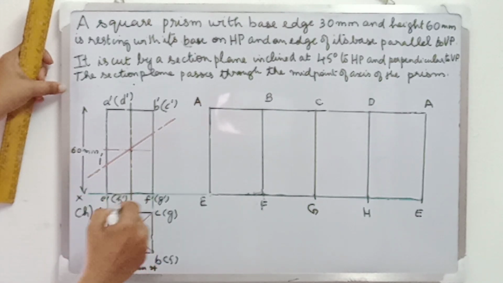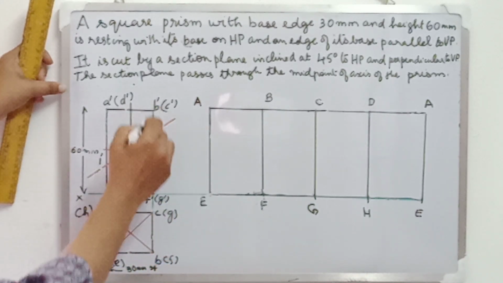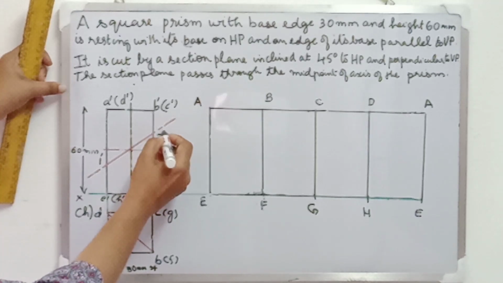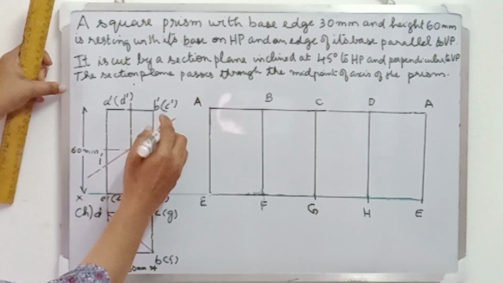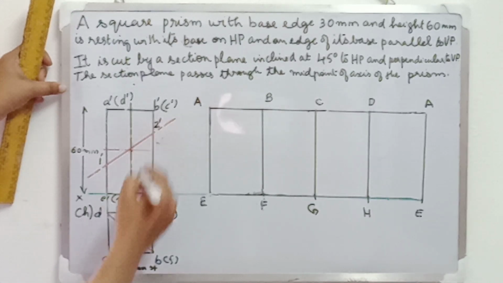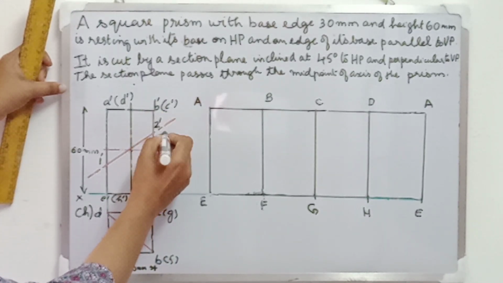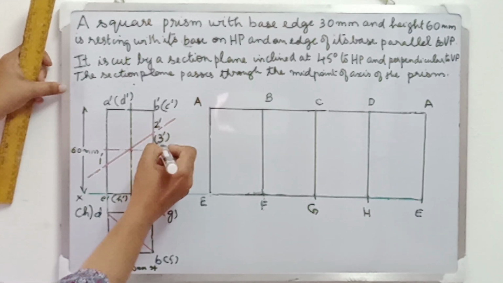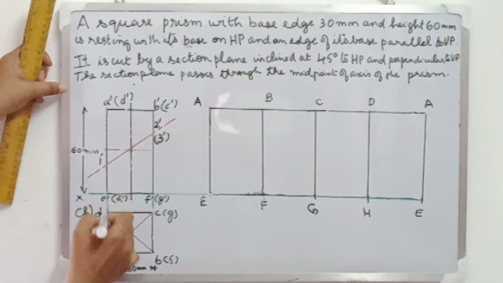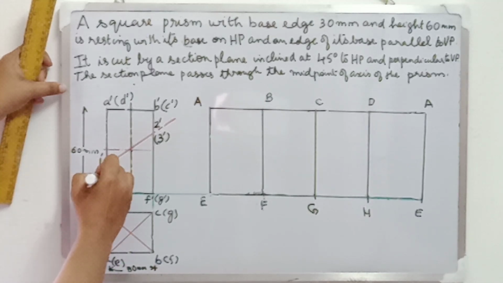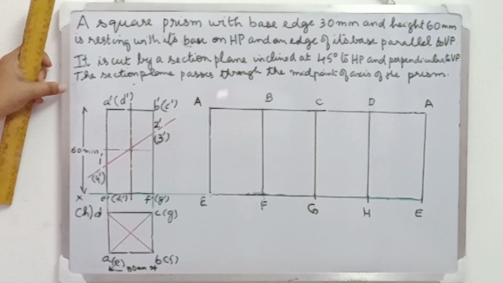Now this section line cuts the edge AE at point 1. Next, let's mark it as 1 dash. Next, the edge BF is cut at a point 2. Let us mark it as point 2 dashed. The section plane also cuts the edge CG at a point 3 dashed, and also the edge DH at a point 4 dashed.